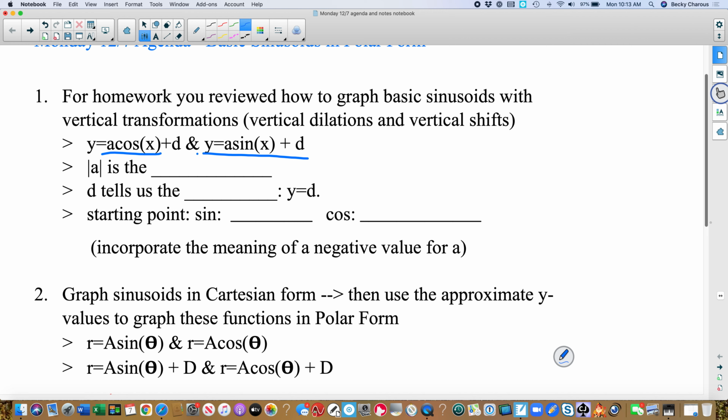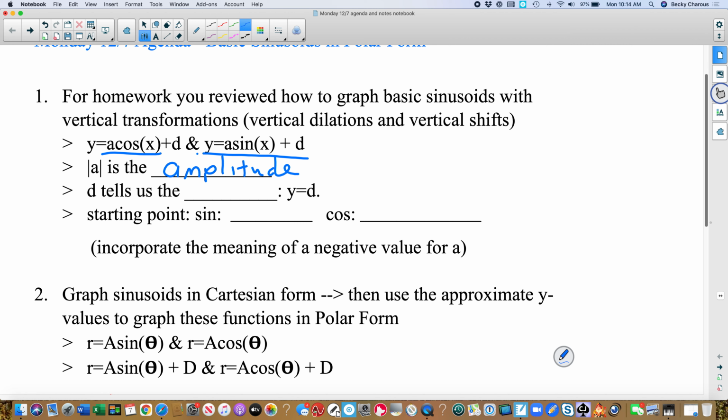So just for a quick review: if you're asked to graph a cosine x plus d or a sine x plus d, the absolute value of a, what does that tell you? The minimum, like the amplitude. It tells you the amplitude, and from that you get the maximum and minimum. Exactly. The absolute value of a is the amplitude. I said absolute value because the amplitude is never negative, even though a can be negative. Amplitude is a distance, so it's always positive.